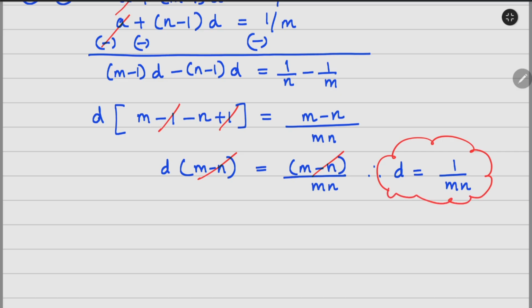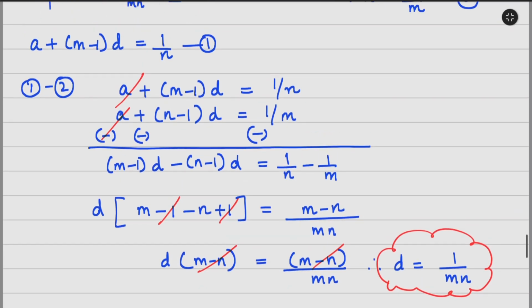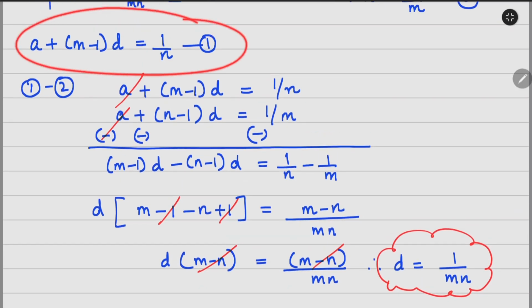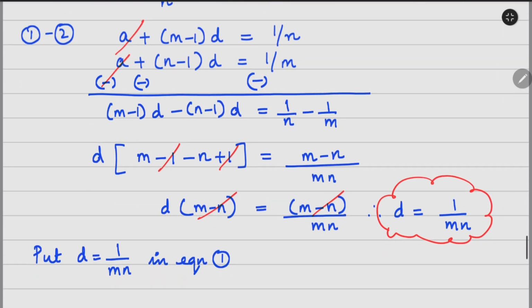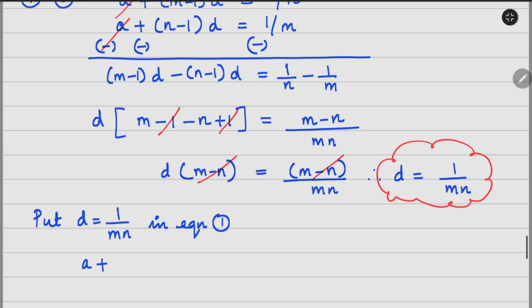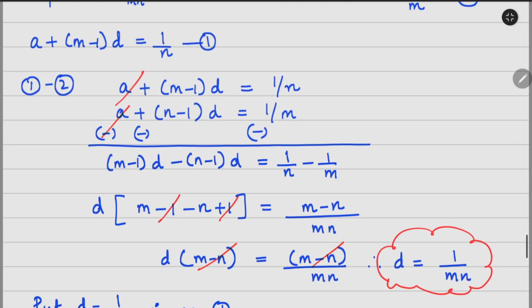Now let's put this in any one of the equations. So let's put this in equation number 1. What is your equation 1? a plus m minus 1 into d is equal to 1 by n. So let's put d is equal to 1 by mn in equation 1. So equation 1 is a plus m minus 1 into d, so m minus 1, in place of d I'll put 1 by mn, is equal to 1 by n.